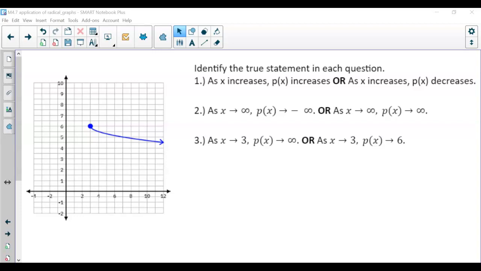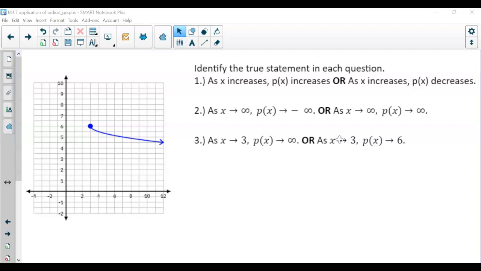In this lesson, we are working on the application of our radical functions with the graphs. So we're using these three questions as a kind of review and making sure we're good to go with our graphs here. So go ahead and pause the video, and for each of these three questions, we're identifying which of the two phrases in each of the questions is the true statement. You can underline, circle, whatever you choose to identify the true statement.